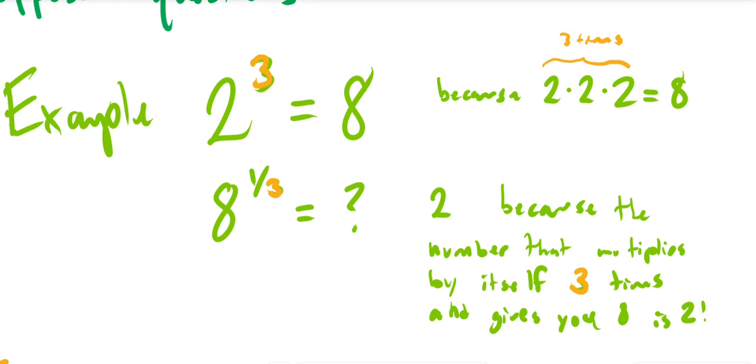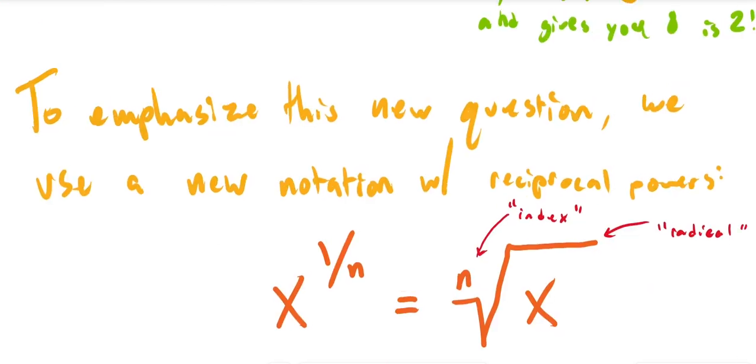So 8 to the 1/3 power is 2, because 2 is precisely that number that if we were to multiply it by itself 3 times would give me 8. Now, sometimes, to draw attention to the fact that this is a new question we could be asking, what times itself a certain number of times gives me a certain number, we use a new notation here. We would say that x to the 1 over n is what we call the nth root of x.